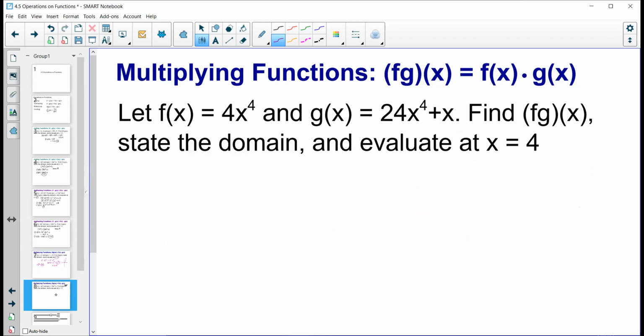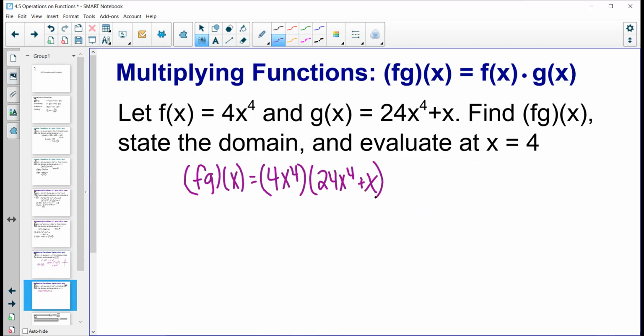Let's take a look at one example here with that generic one that we've been adding and subtracting. Now we're going to multiply it. So (f times g)(x) equals 4x to the 4th times 24x to the 4th plus x. So what is this one going to do? Well, we're actually going to multiply these polynomials together. And we're going to do 4 times 24, which is 96. We are going to add our exponents, so x to the 8th plus 4x to the 5th.